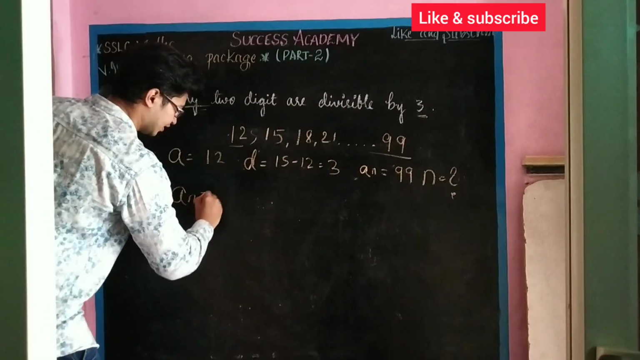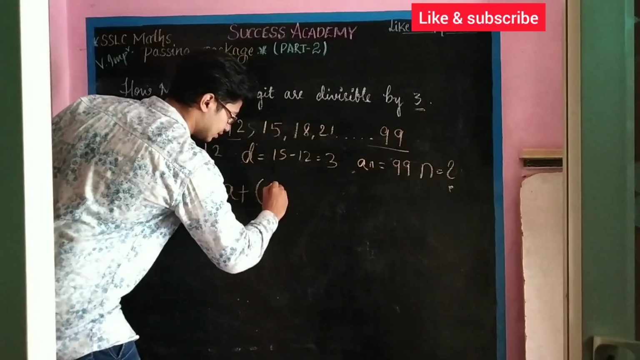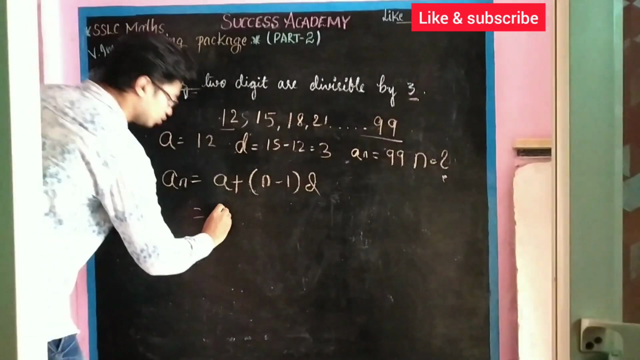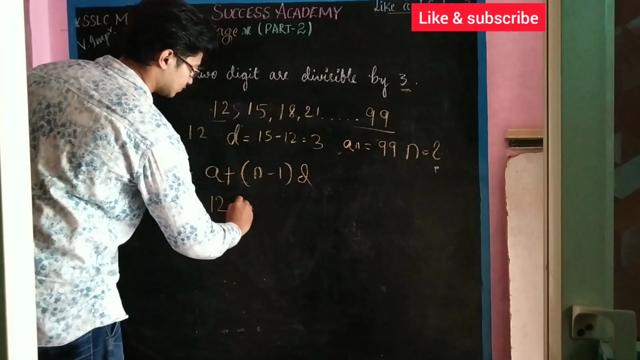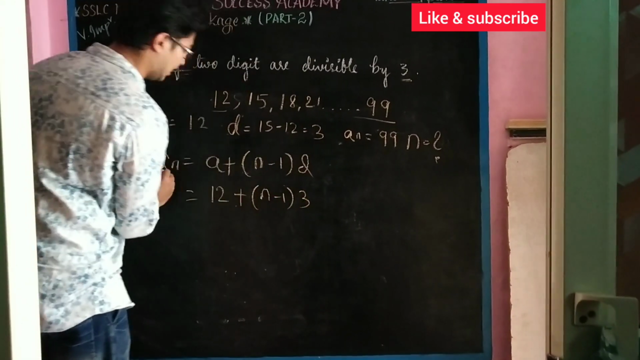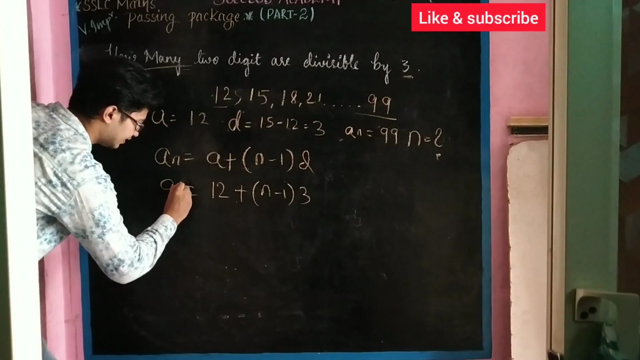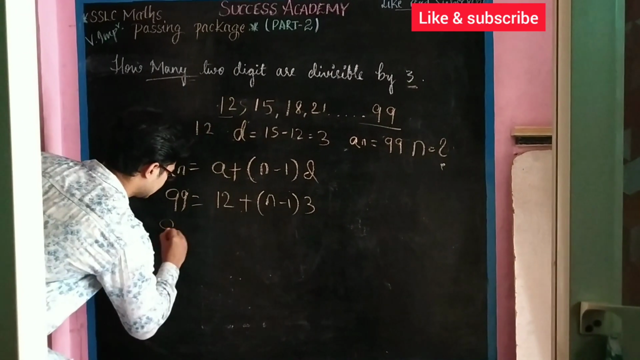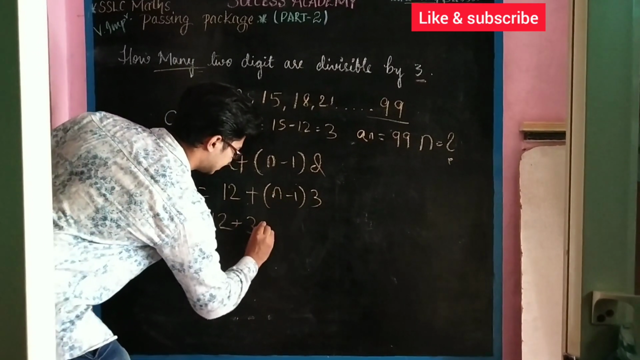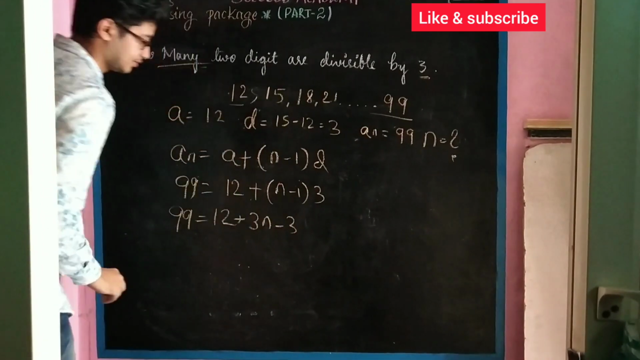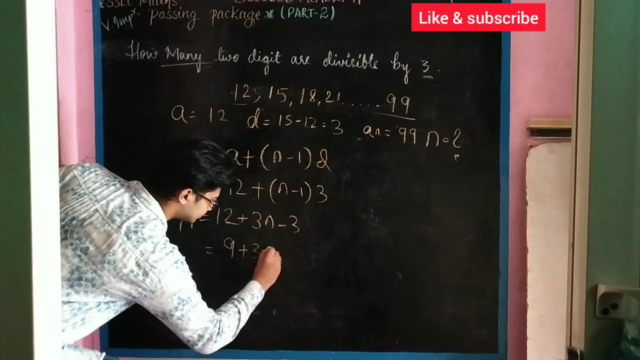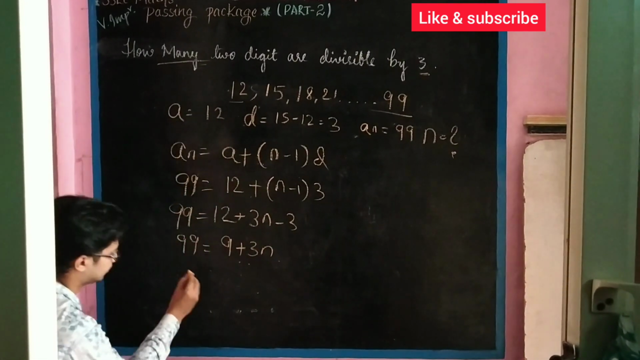Nth term formula: an is equal to a plus (n minus 1) into d. Okay friends. Substitute the values. a is equal to 12 plus (n minus 1), d is 3 and an is 99. So 99 is equal to 12 plus 3n minus 3, 3 ones are 3. 12 minus 3 is 9. 9 plus 3n is equal to 99.